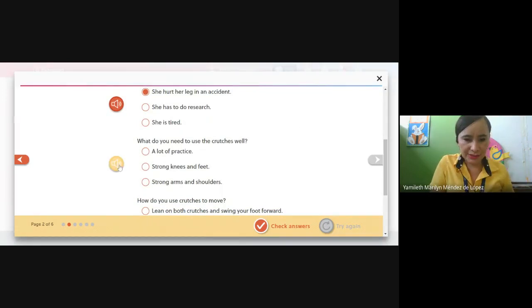Crutches help a lot when you've injured your leg, your knee, or your foot, and you can't put your full weight on your leg. They're hard to use at first, but you get used to them quickly. You need a lot of strength in your arms and shoulders, but you can move along easily after just a little practice.